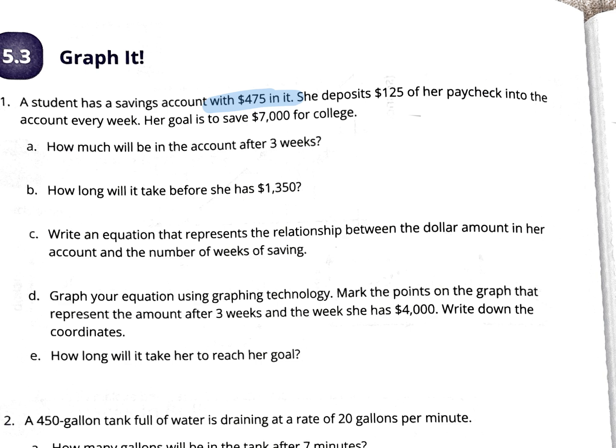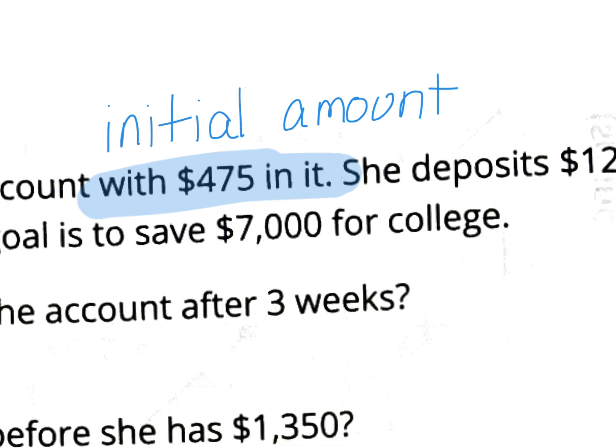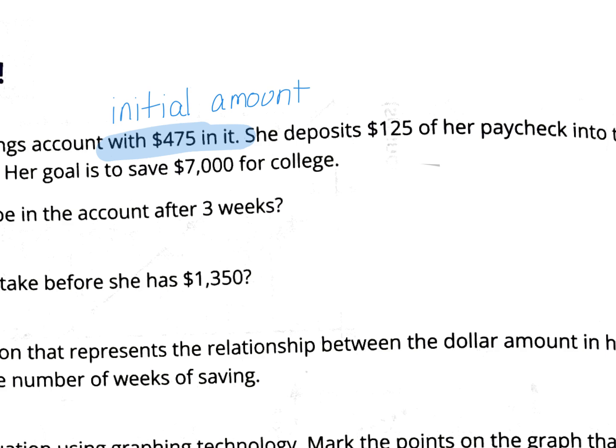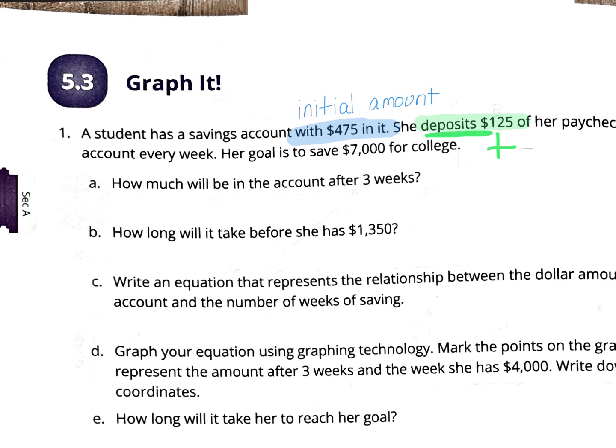So first of all, that $475 that she started with, remember in math, that's what we call your initial amount. So that's how much she started with. And then the next important piece of information is the fact that she is going to deposit $125. So when you're depositing something into an account, you're adding it. So that is $125 that is being added. And it says that you're adding it every week.